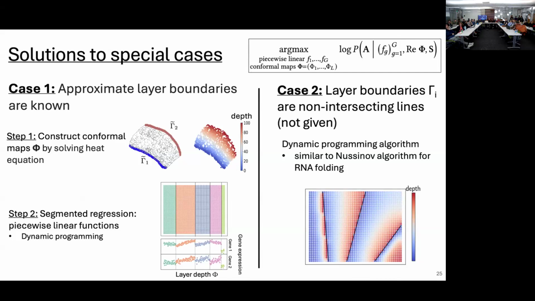The other case that we're able to solve is if you know your layer boundaries are lines, even if you don't know them, you can actually solve it using another dynamic programming algorithm. And this algorithm, at a high level, I'll say it's very similar to the classical Nussinov algorithm for RNA secondary structure folding, which you might have seen in bioinformatics.